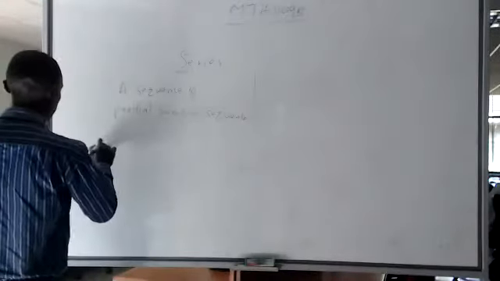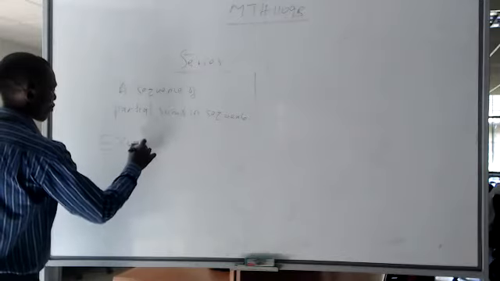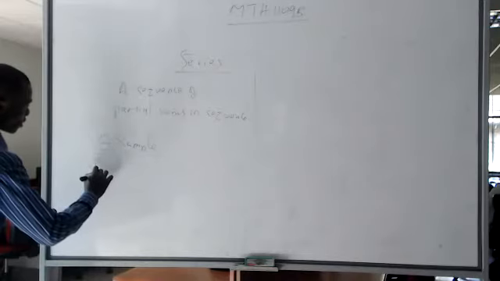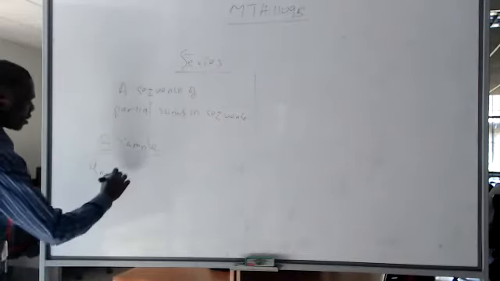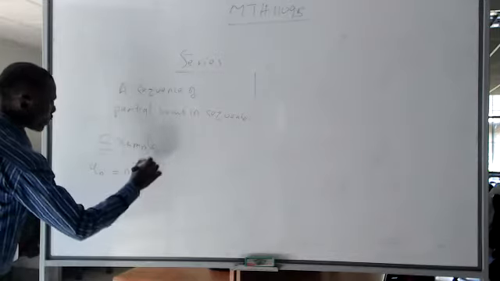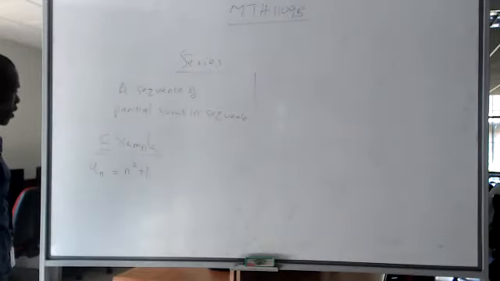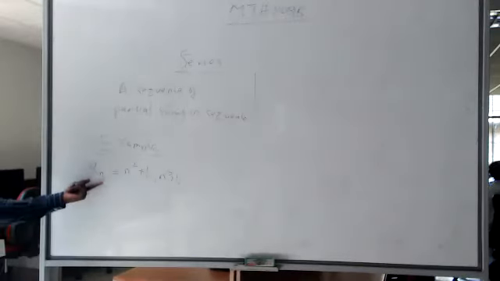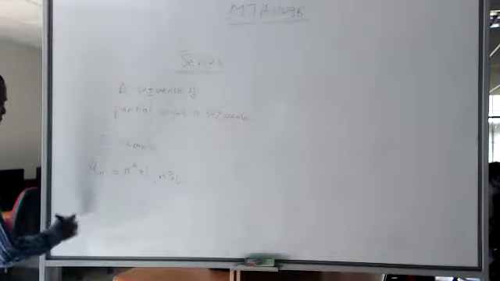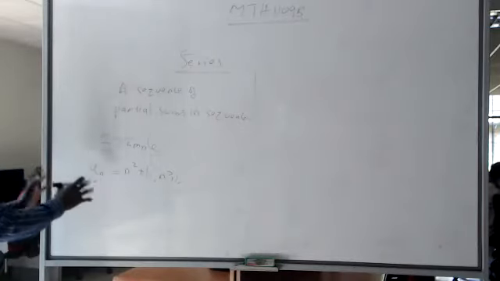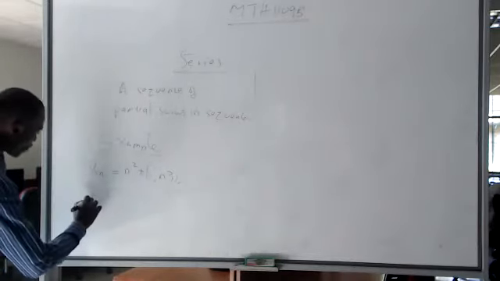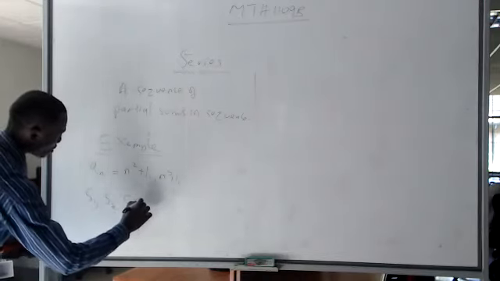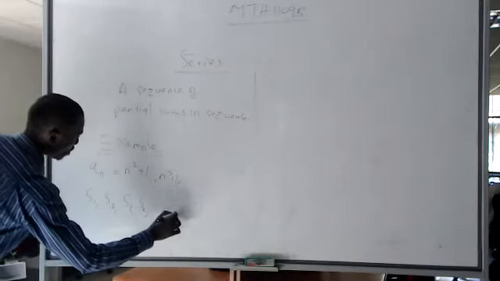So for example, suppose you have a sequence defined by, let's say, n squared plus 1, for n greater than or equal to 1. Then a series of this will simply be a sequence of the partial sums. So a sequence of the first term, the sum of the first 2 terms, the sum of the first 3 terms, the sum of the first 4 terms, all the way.